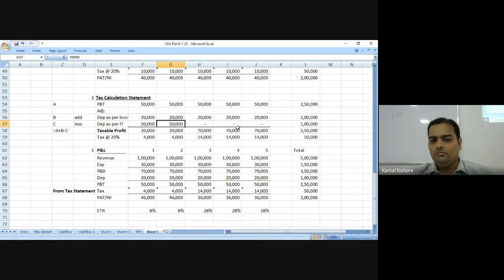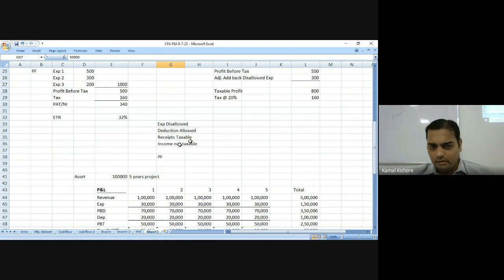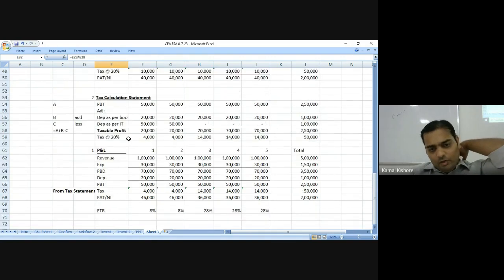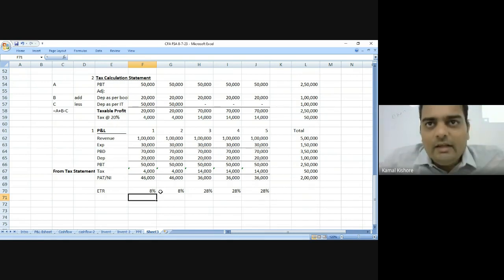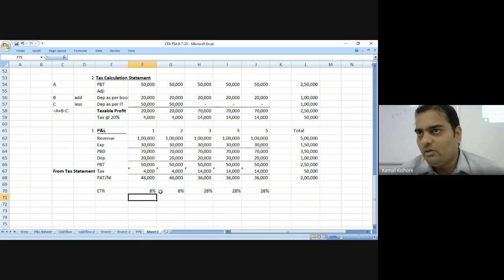Okay. So one is basically deduction allowed, deduction not allowed. This will cause a difference. Now what is happening? Look at this case, ETR is 8%. That means what? It shows as if you are paying very less tax, and actually you have paid less tax. The statutory rate is 20%, but you are paying at the rate of 8%. It is as if you are paying very less tax, point one.